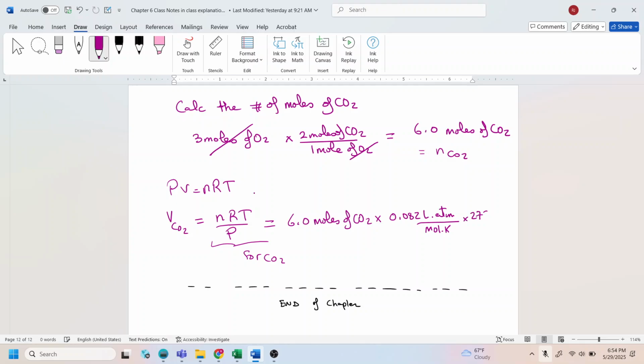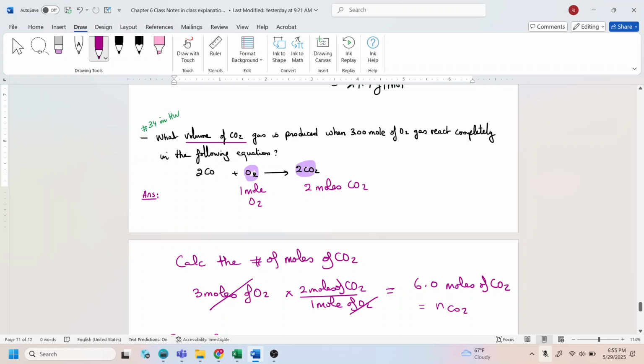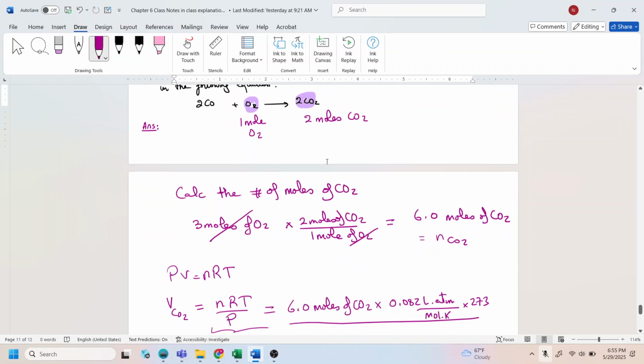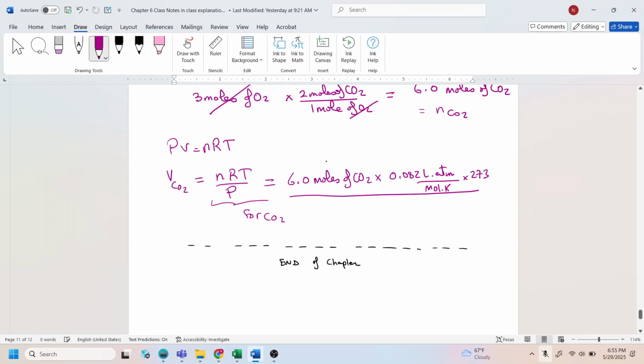And then by 273, which is the temperature. They didn't mention anything about the temperature, so probably this one is at STP, standard temperature and pressure. So let's add it here, at STP. Okay, and the pressure is going to be 1 atmosphere. So the answer here is going to be 134 liters.